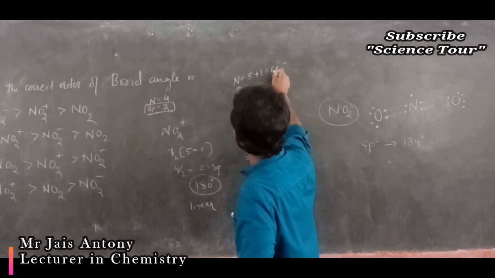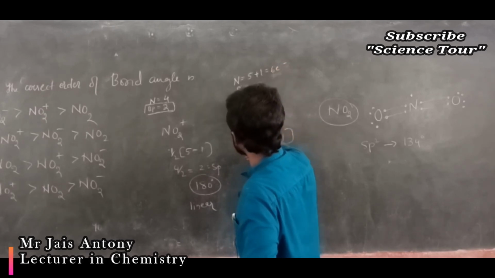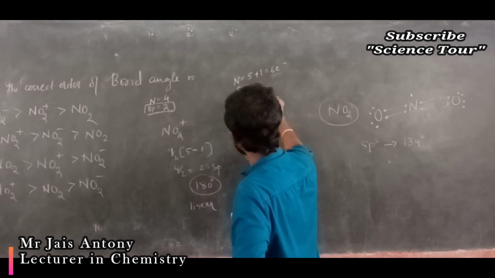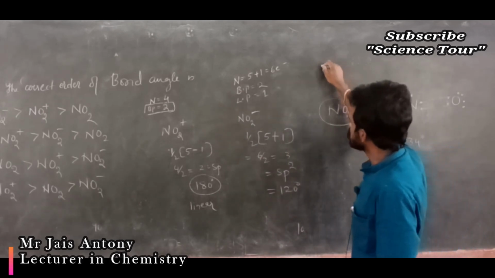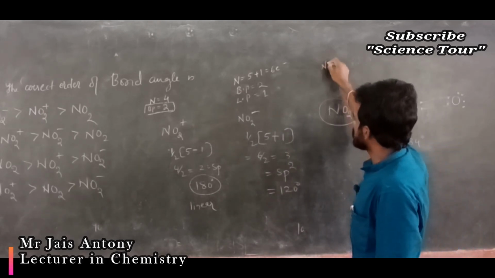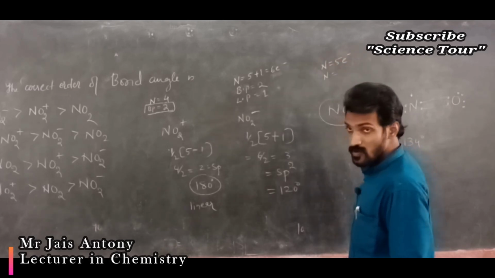So 4 electrons are used, now 2 electrons are removed, and 1 lone pair remains, my dear students, 1 lone pair. In this case, NO2 means nitrogen has 5 electrons, my dear students, and nitrogen forms how many bonds?